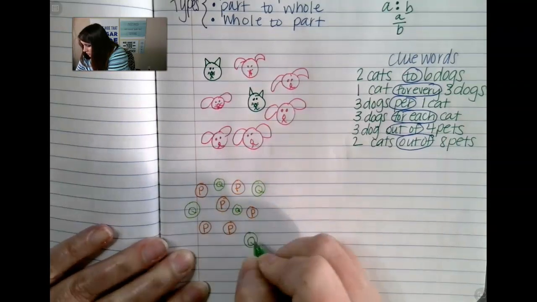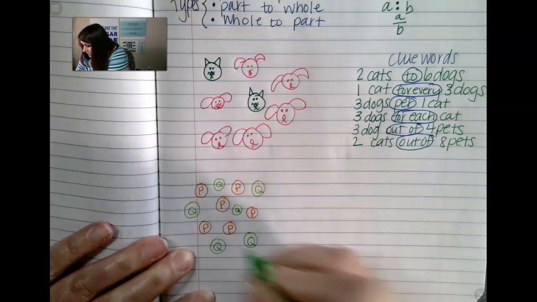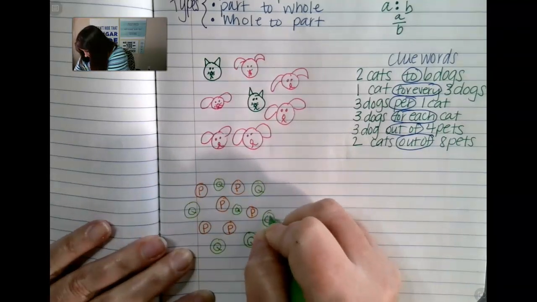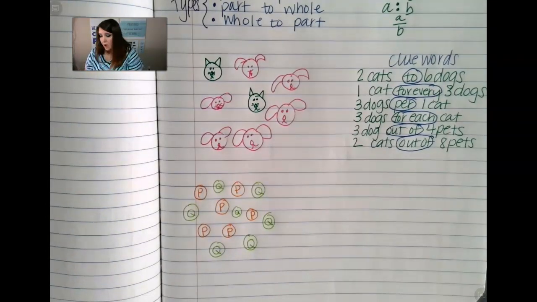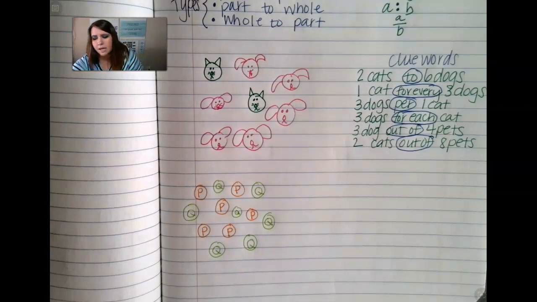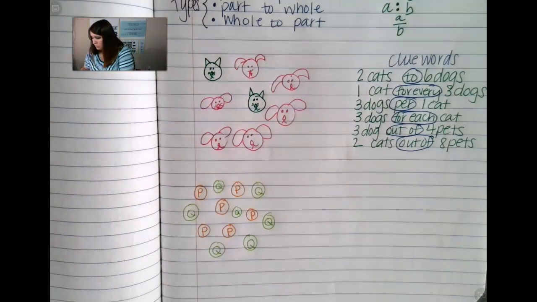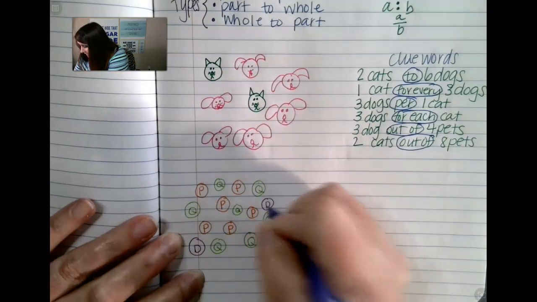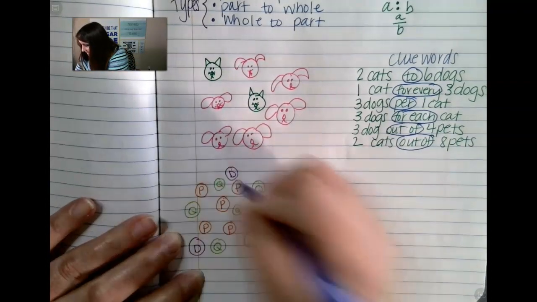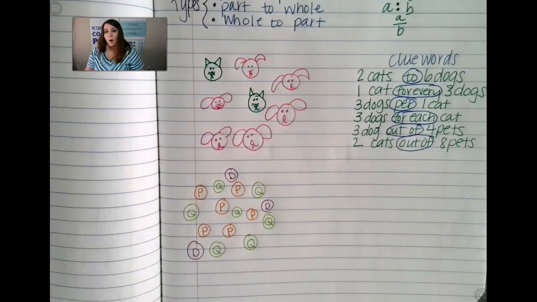So there's 3, 4, 5, 6, and 7 quarters. Okay, and then last we need 3 pennies. Oh no, not pennies, dimes. 3 dimes. So we're gonna draw 3 dimes. That's a really big dime. Okay, so I've got 3 dimes. All right, so I have this mess of money right here.